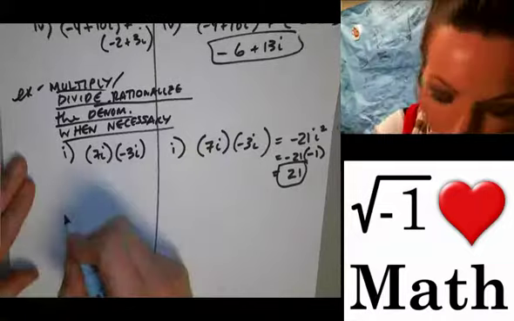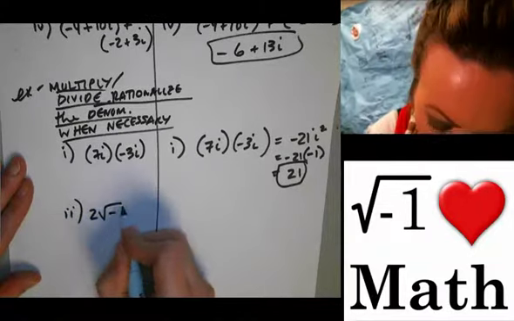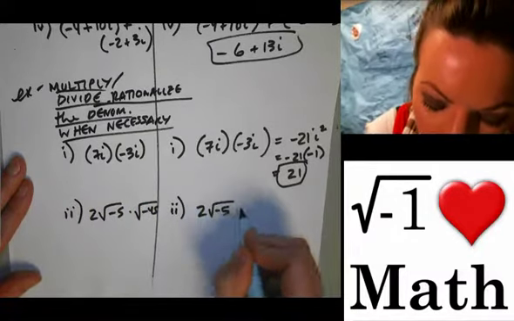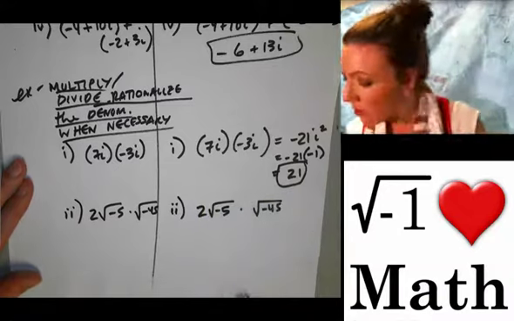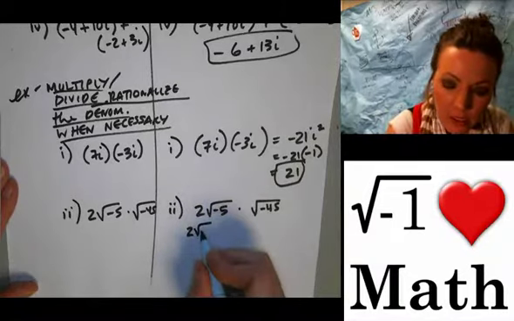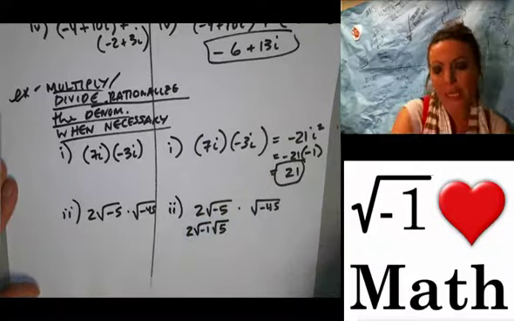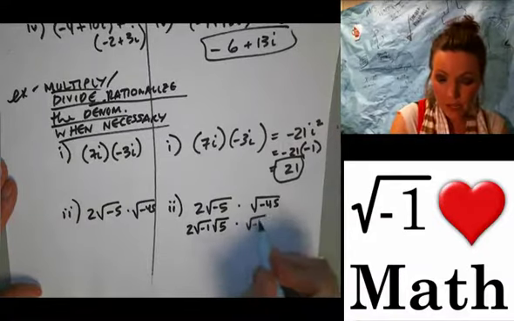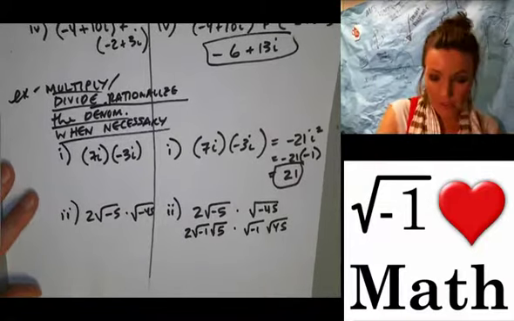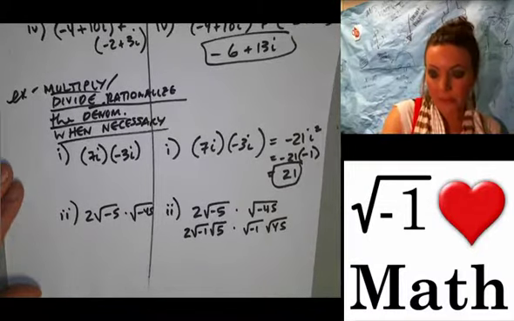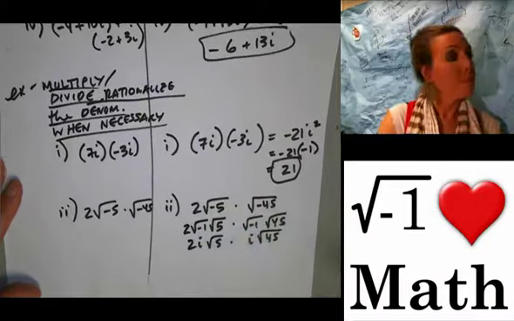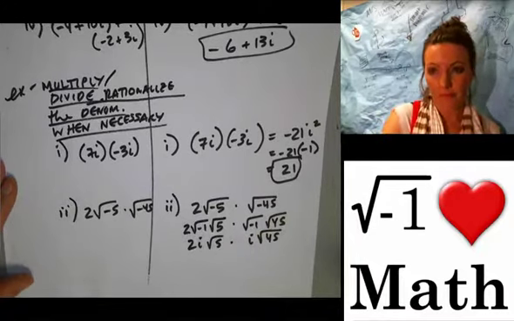Okay, here we go. 2 root -5 times root -45. We want to get these negatives out of the radicals first. So we can rewrite this as the square root of -1 times 5, and the square root of -1 times 45. So when I do that, what do I replace the square root of -1 with again? i. So it's 2i root 5 times i root 45. Okay, now what?